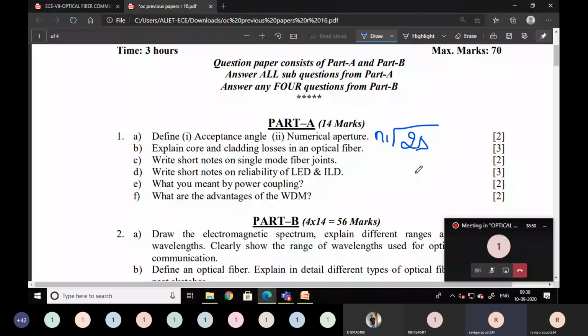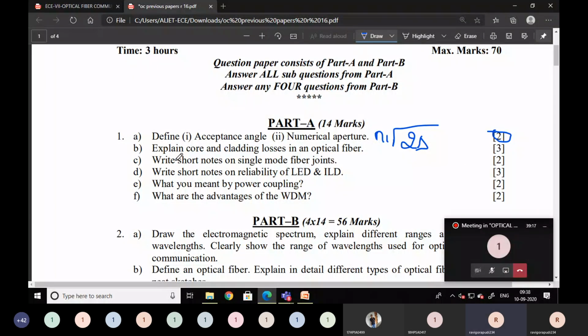That is additional. To write only the formula or only the definition, maybe for 2 marks, he will give 1 mark for acceptance angle and 1 mark for numerical aperture. But effective writing is not only writing the definition. You have to write definition and formula. Then, without thinking anything, he may give 2 out of 2. Okay, so that is effective writing.